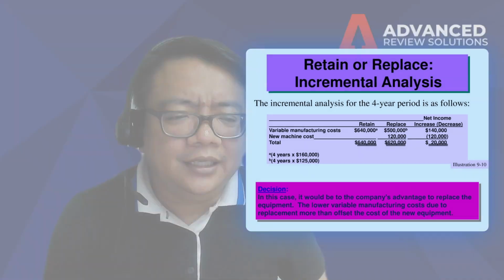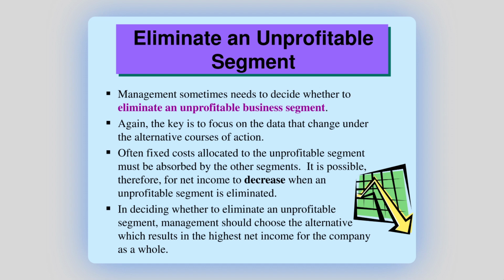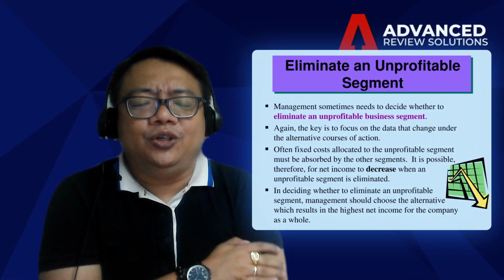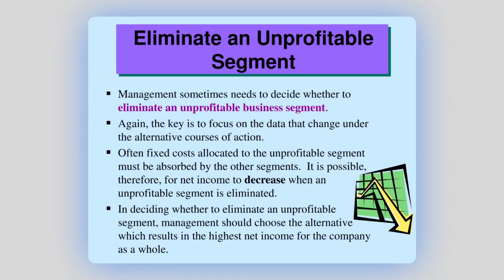Okay, we go to the last one. The last one is deciding whether to eliminate or to continue an unprofitable segment. So, management sometimes needs to decide whether to eliminate an unprofitable business segment. So, what would be your key here? Of course, to choose among the alternative courses of action. And any fixed cost allocated to the unprofitable segment must be absorbed by the others. If one segment is eliminated, the others share the costs, particularly your fixed costs, like the rent. To be absorbed. So, in deciding whether to eliminate an unprofitable segment, management should choose the alternative which results in the highest net income possible.